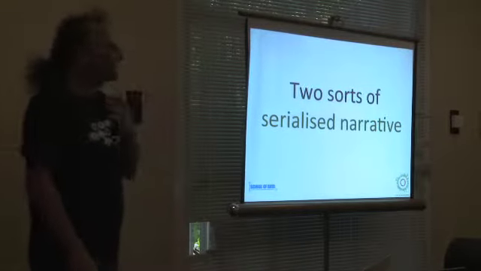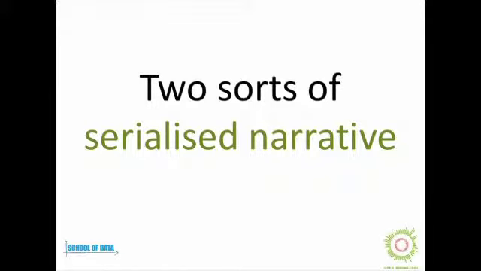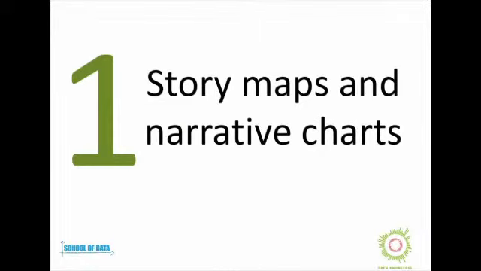So I'm going to talk about two sorts of serialised narratives. The narratives might bounce forwards and backwards in time, they might bounce forwards and backwards in terms of some sort of conceptual space or geographical space, but we're generally telling them as a serialisation. So the first sort of serialisation I'm going to talk about are story maps and narrative charts.